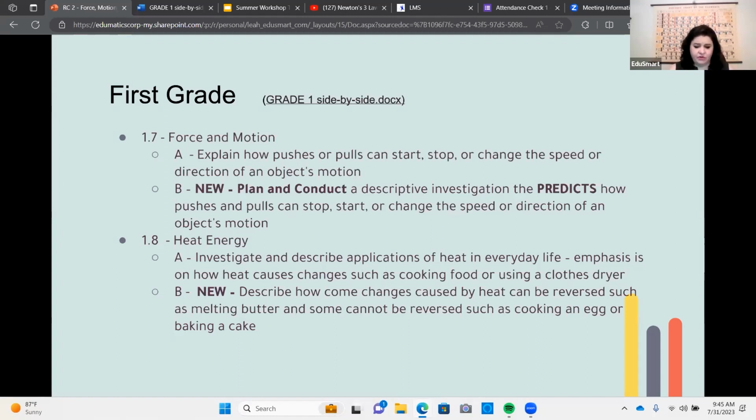EduSmart has a great activity where you put a box, like a cardboard box, in the center of a big square, like you tape out a square on the carpet. And now the students have to come up with a way to move the box out of the square without touching the box. And they can plan and then conduct this investigation, because they have to predict it, because they have to come up with the plan in advance. So they're predicting how pushes and pulls could work.